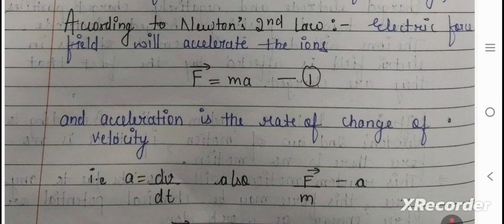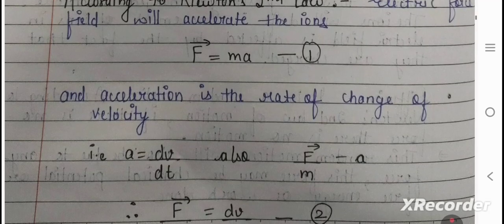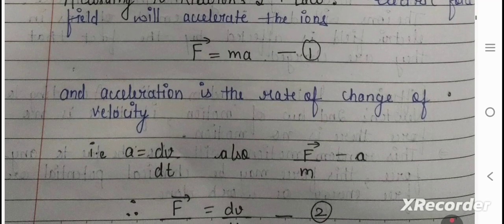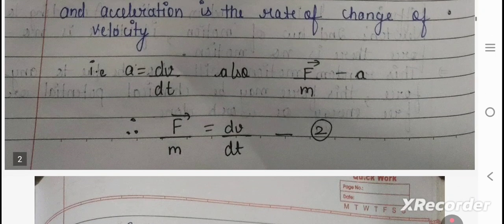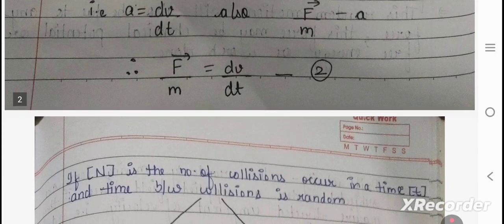According to Newton's second law, the electric force field will accelerate the ions. F is equal to ma, equation 1, and acceleration is the rate of change of velocity, that is, a is equal to dv by dt. Also, F vector by m is equal to a. Therefore, F vector by m is equal to dv by dt.